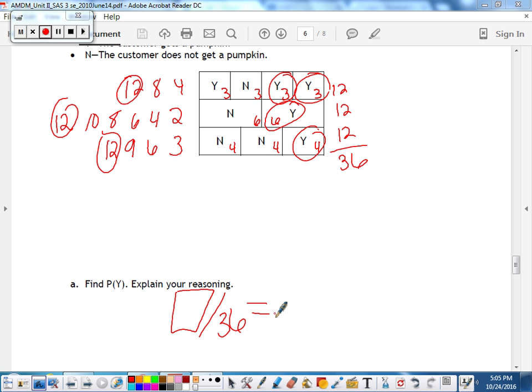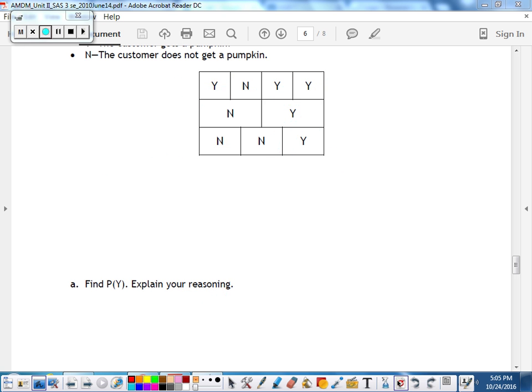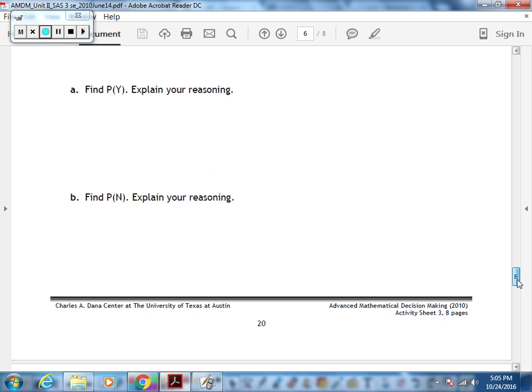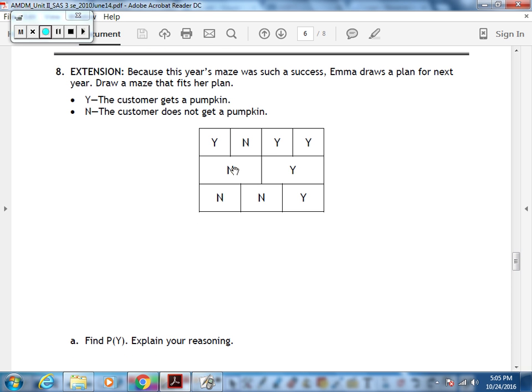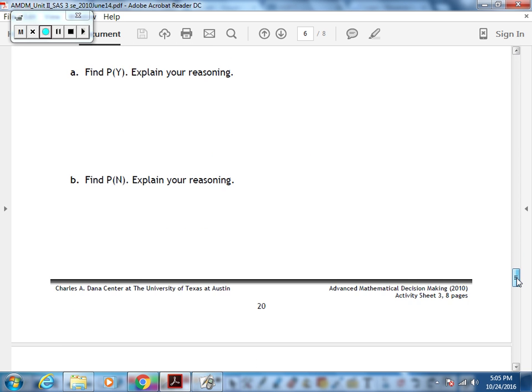Okay, I'm not going to finish it off. Oh, and I'm missing one. This other yes. I'm not going to finish it off because I think you can do that. You can add it for yourself. And then same thing for P of n. Go and count the ones that had an n. So like this one, that one over here, that one, and that one. Okay, just count them and you should be okay.